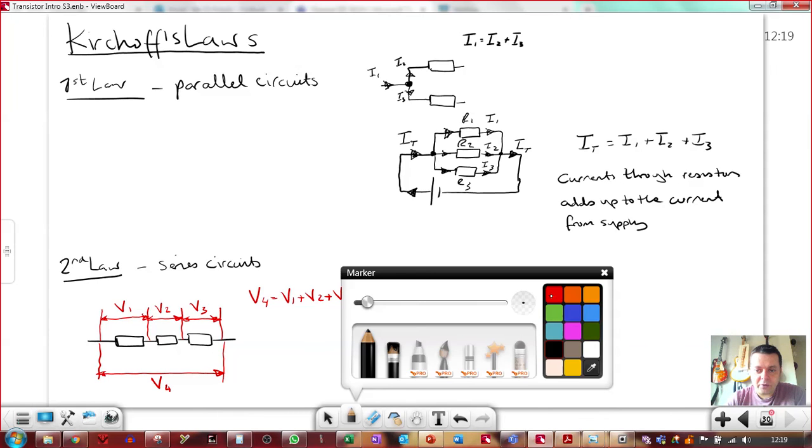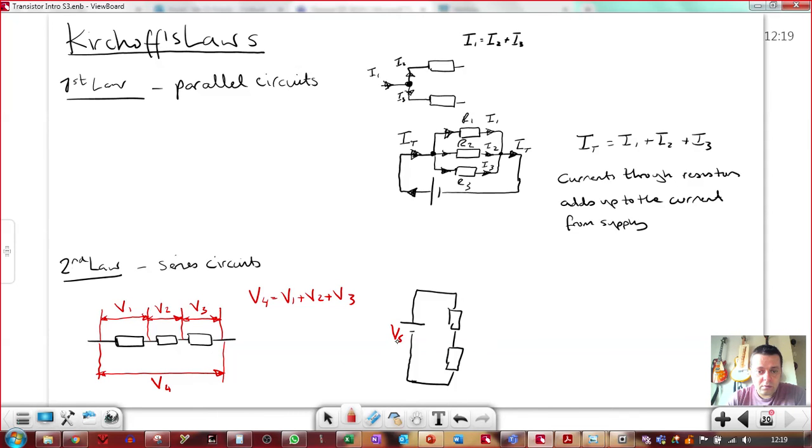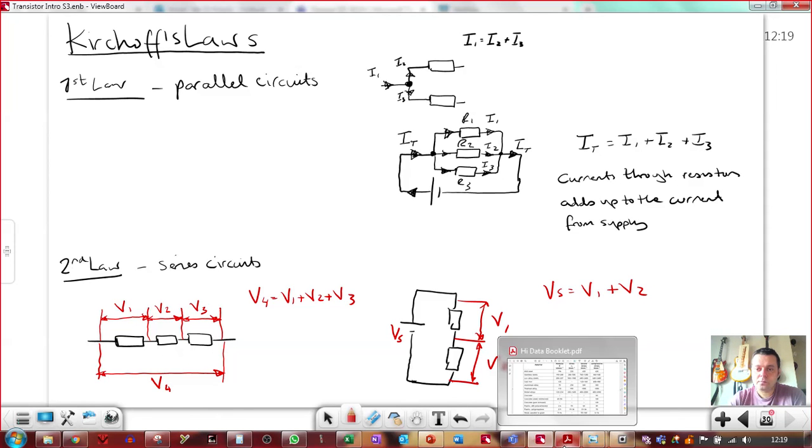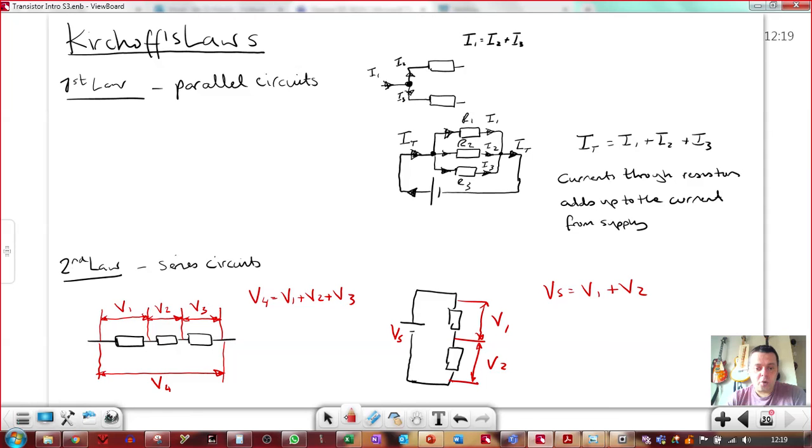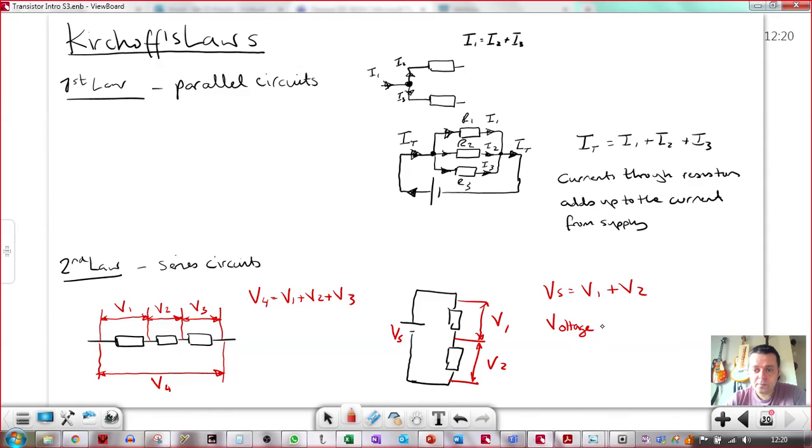That power supply has a voltage, and then whatever voltages you measure across these two resistances, V1 and V2, Vs equals V1 plus V2 in that instance. All the individual voltage drops, this is the kind of terminology you would use, okay, so voltage drops in a circuit add up to the voltage supply.